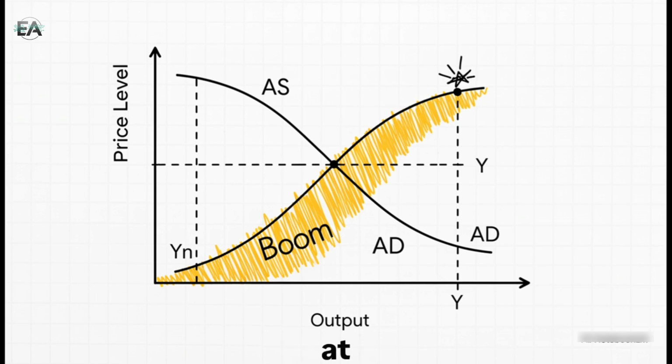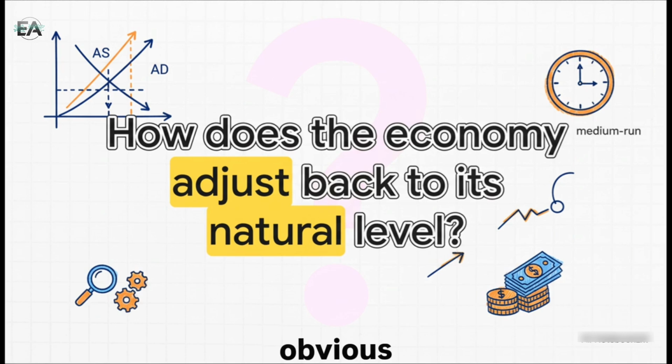The economy isn't at its natural, sustainable level. It's actually in a boom, producing more than it can handle in the long run. You can think of it like an engine that's running way too hot. Okay, so that leads to the obvious question: if the engine is running too hot, how does it cool down?